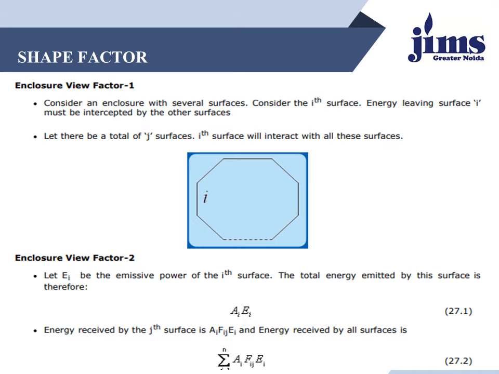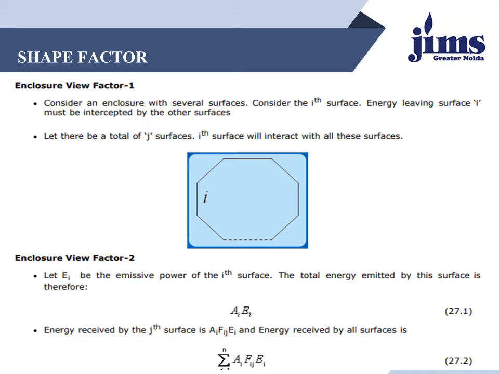So this is a basic diagram of a simple geometry. Let us consider an enclosure with several surfaces. Consider the ith surface: energy leaving surface i must be intercepted by the other surfaces. Now for the calculation of the shape factor for specific geometries and for analysis of radiant heat exchange between surfaces, the following facts and properties will be very useful.